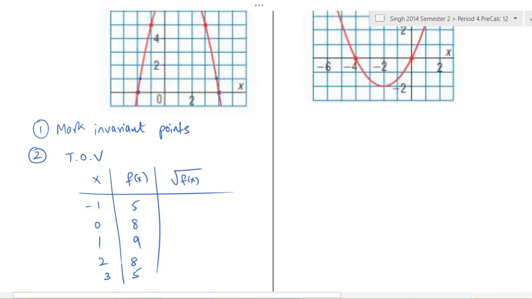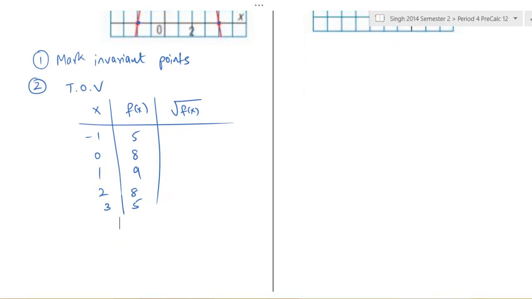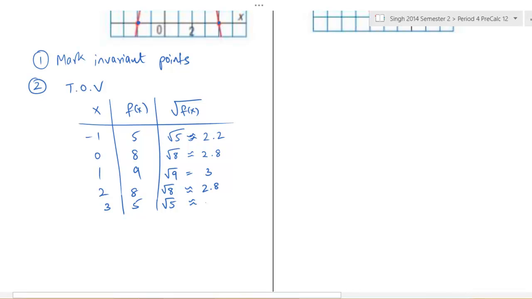Those are some of the points that are given to us, and we'll see what happens if we pick those points. Okay, so x is -1, f of x is 5, which means the square root of f of x is approximately 2.2. Square root of 8 is approximately 2.8. Root 9 is exactly 3. Root 8 is again approximately 2.8. And lastly, root 5 is approximately 2.2.